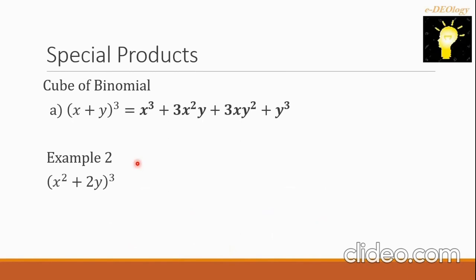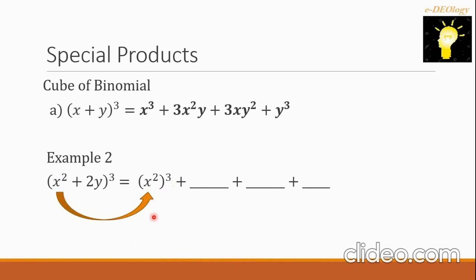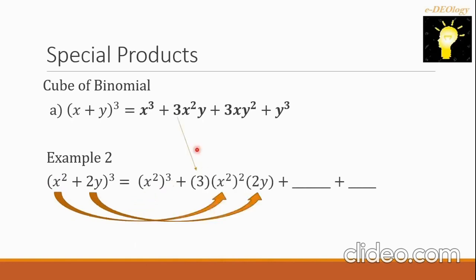Let's go to example 2. x squared plus 2y all raised to 3. So I'm going to write the 4 blanks to represent the 4 terms. In the first blank is the first term, the x squared must be raised to 3. In the second blank, there must be the constant 3.